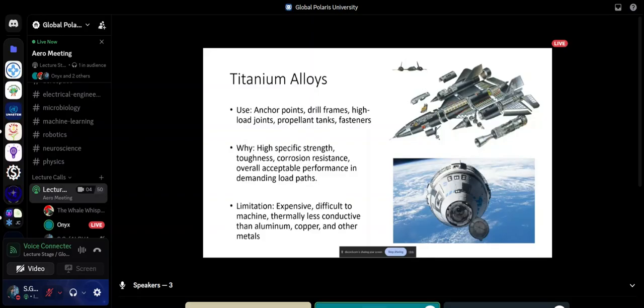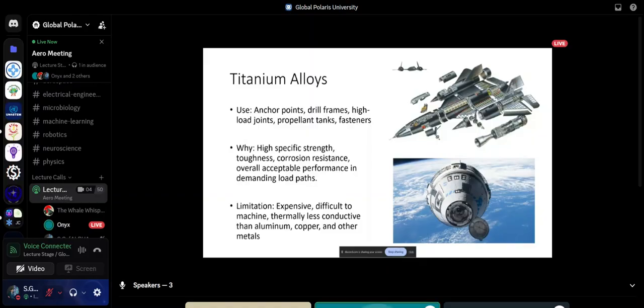Now, why? It has a very high specific strength, toughness, and relatively decent corrosion resistance. We often try for an alloy to incorporate some nickel in there as well because that additional material adds more corrosion resistance. And it's overall very acceptable for high load path performance measures, especially in simulations. Titanium is usually a good go-to for a lot of general use cases.